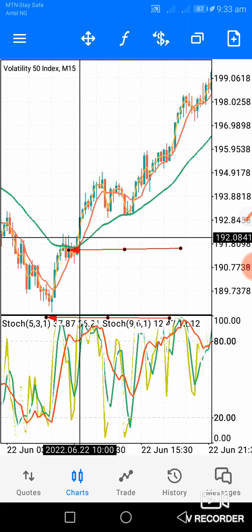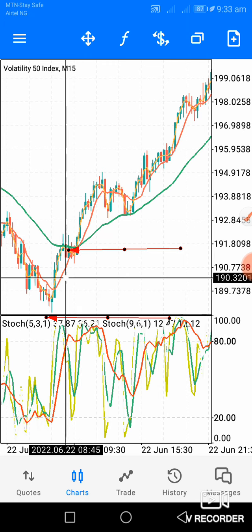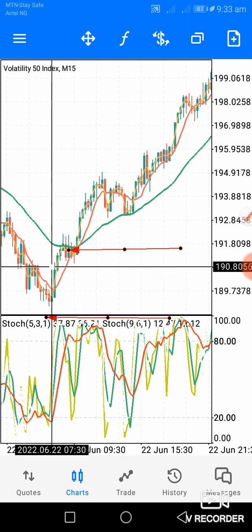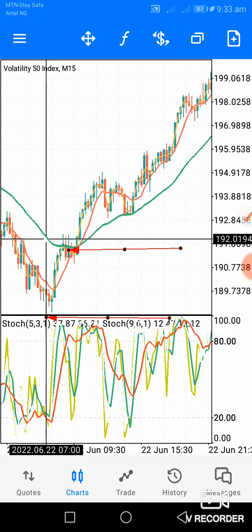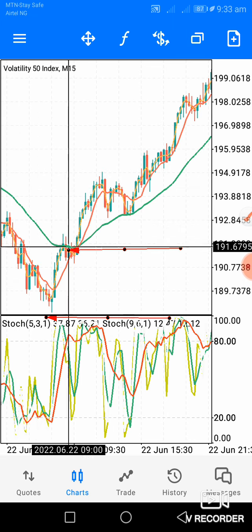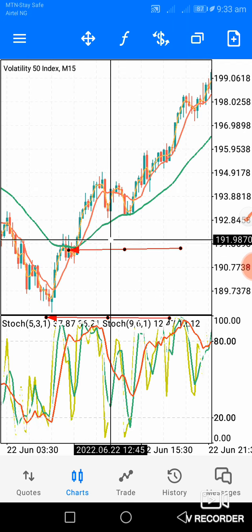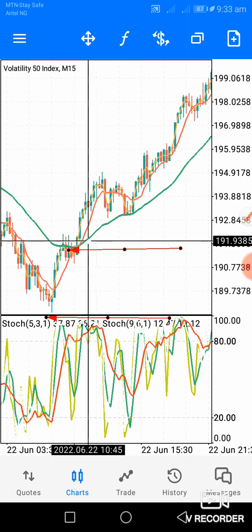This is our 2 moving average and the 7 moving average. And this is our 34 moving average, the 34 exponential moving average. We use this exponential moving average to know the direction of our trend.